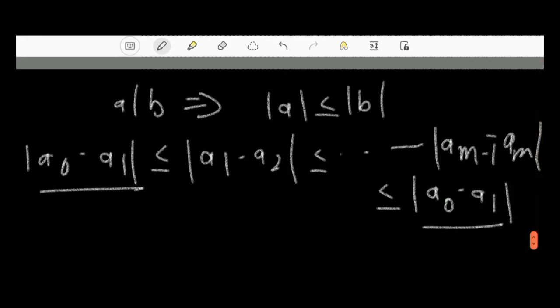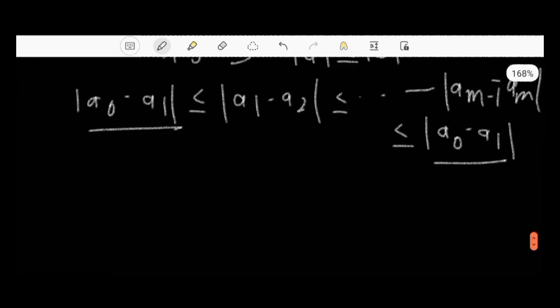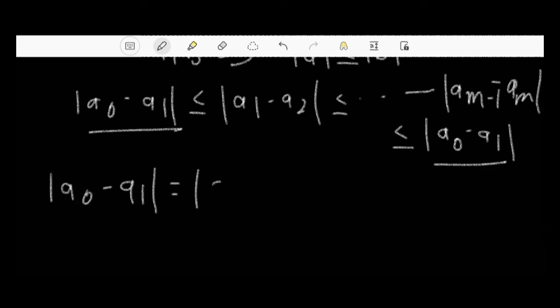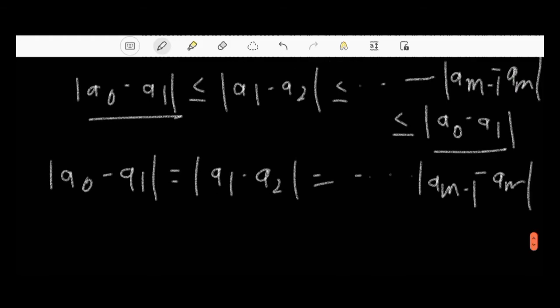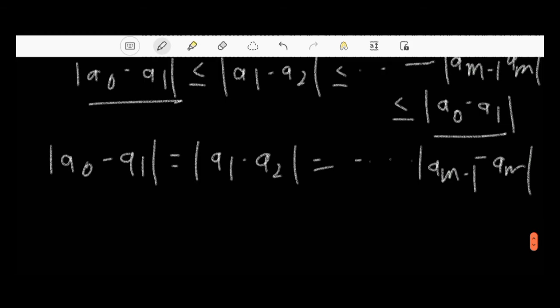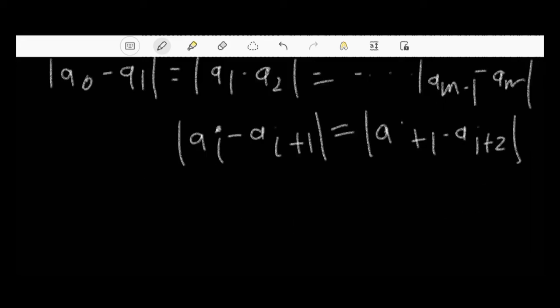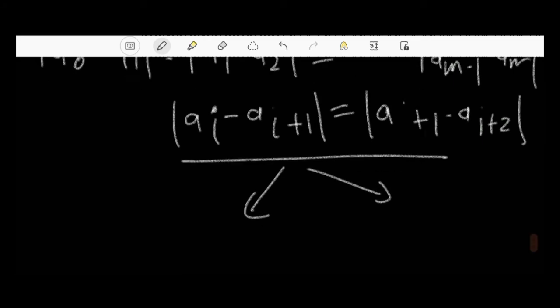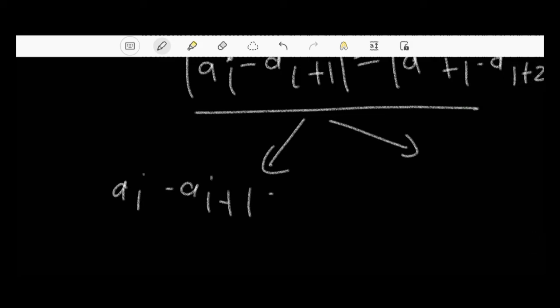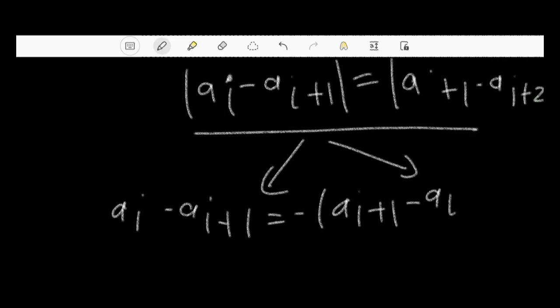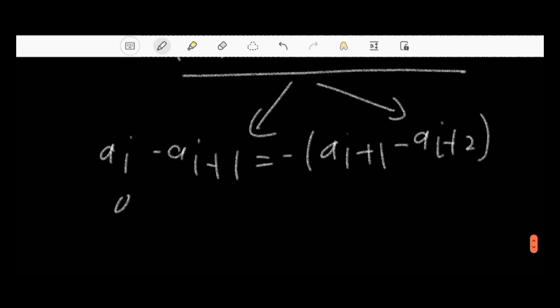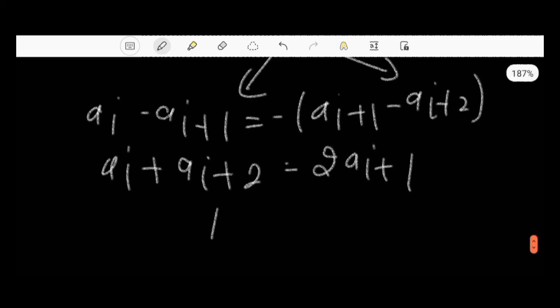And since the ends are the same, we can say all these terms are equal. So mod of a0 minus a1 equals mod of a1 minus a2 equals mod of am minus 1 minus am. Now if we try to generalize it, we can say that mod of ai minus ai plus 1 equals mod of ai plus 1 minus ai plus 2. So this can be solved in two ways. The first one is that ai minus ai plus 1 equals ai plus 1 minus ai plus 2. After solving it, we obtain that ai plus 2 minus ai plus 1 equals ai plus 1 minus ai, and this looks like an AP, an arithmetic progression.